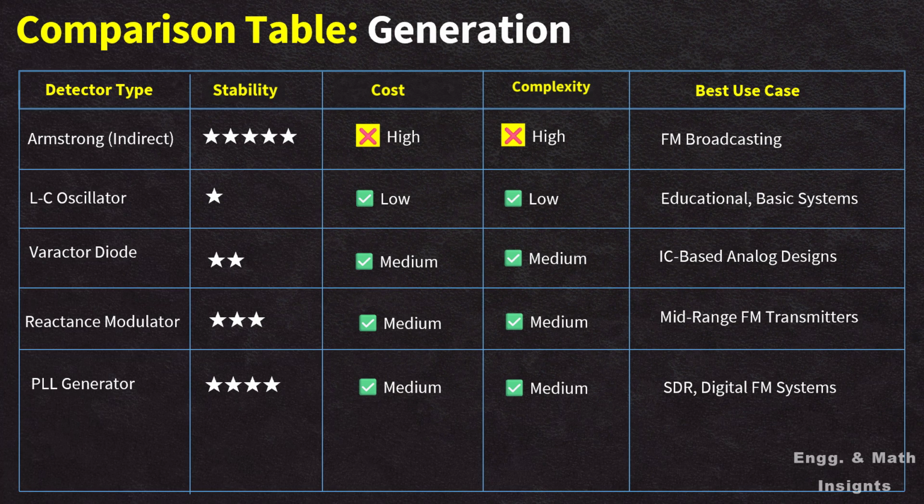As you can see, the Armstrong method stands out for its precision but comes with high cost and complexity. On the other hand, direct methods like Varactor and Reactance Modulator offer a good balance for compact and mid-tier applications, while PLL generators are a top choice for modern digital designs.